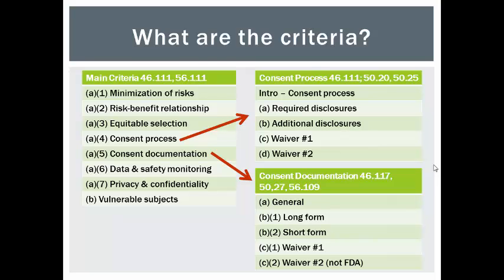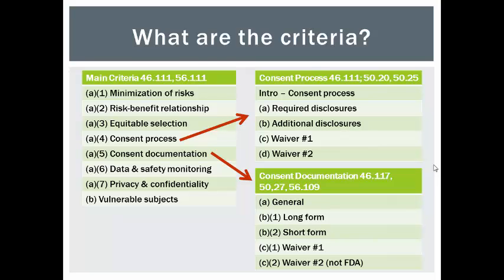Just as a basic reminder, there are, I know you can't read this in the back, the criteria that are listed in 111 of the regulations, things like the consent process, equitable selection of subjects, the risk-benefit relationship, and so on. And two of them, the consent process and consent documentation, each point to their own set of criteria about the consent process and consent documentation.